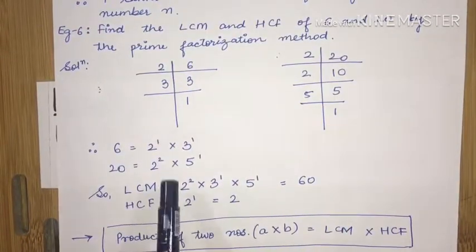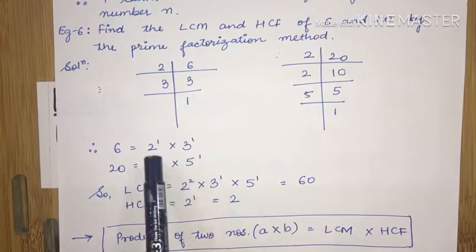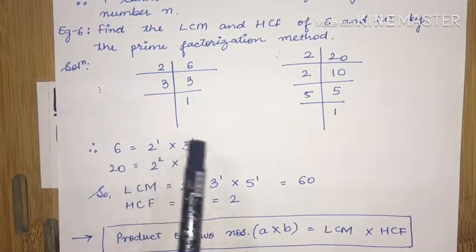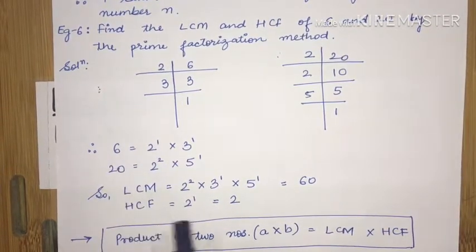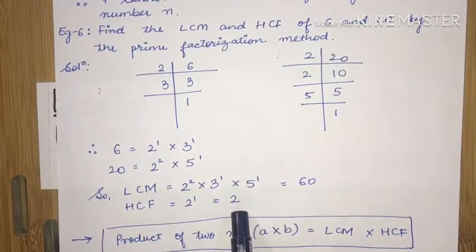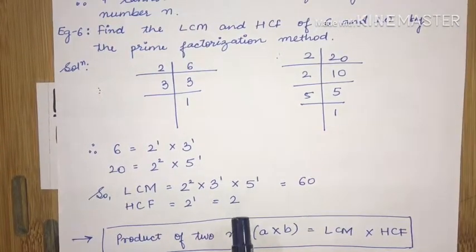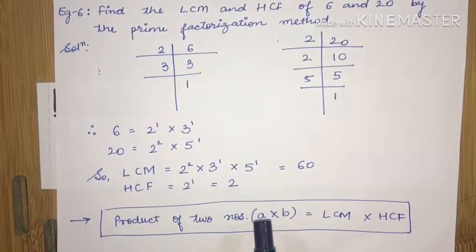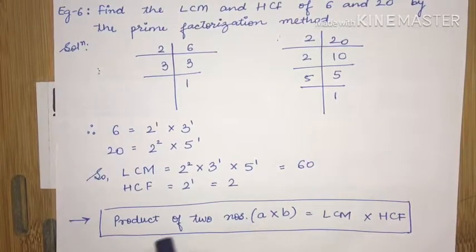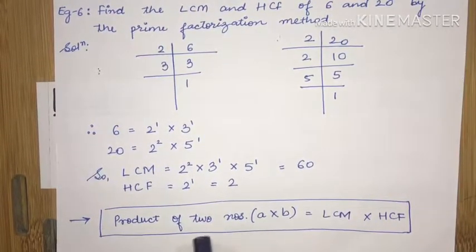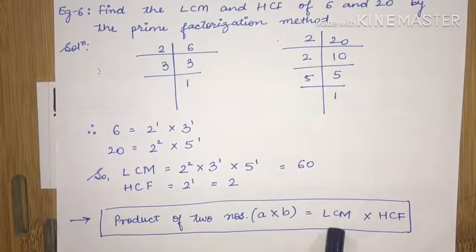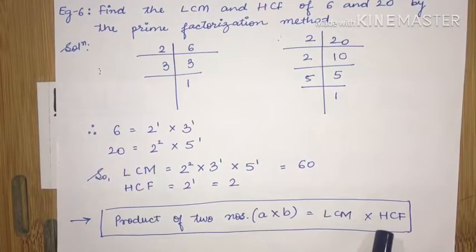Highest common factor. Over here, 2 raised to the power 1 is the highest common factor in both 6 and 20. So that becomes our HCF. There is one more formula relating the LCM and HCF of two given numbers, A and B. The product of the two numbers, A into B, is equal to the product of LCM into HCF. We will learn this with another example.